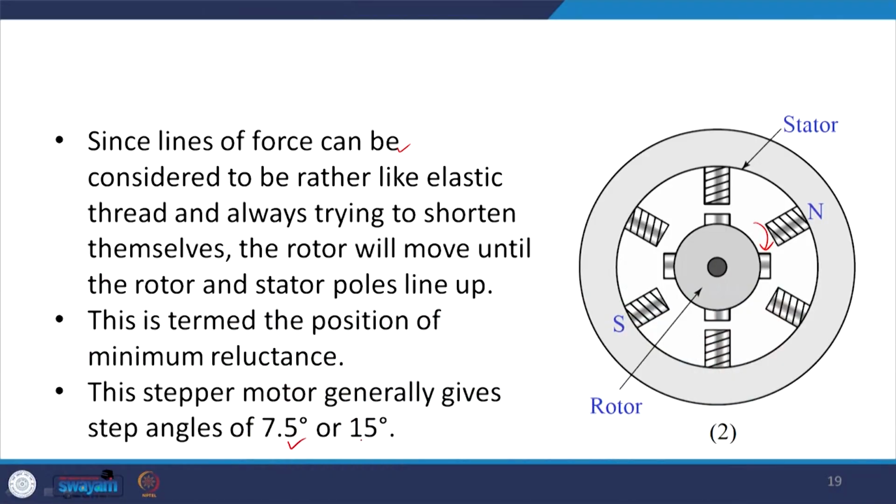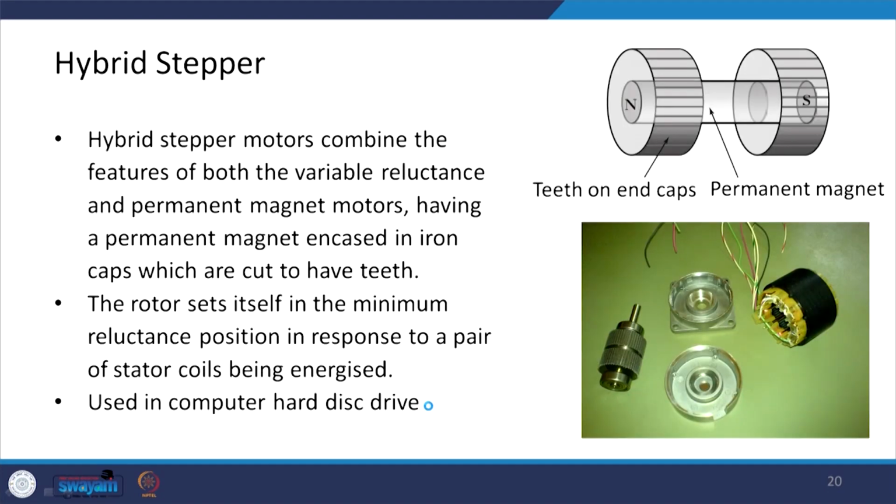And this is termed the position of minimum reluctance, where the shortest path is there, and this stepper motor generally gives a step angle of 7.5 degrees or 15 degrees. Now, there are hybrid stepper motors, which are a combination of the permanent magnet and the variable reluctance types basically. So, you can see here.